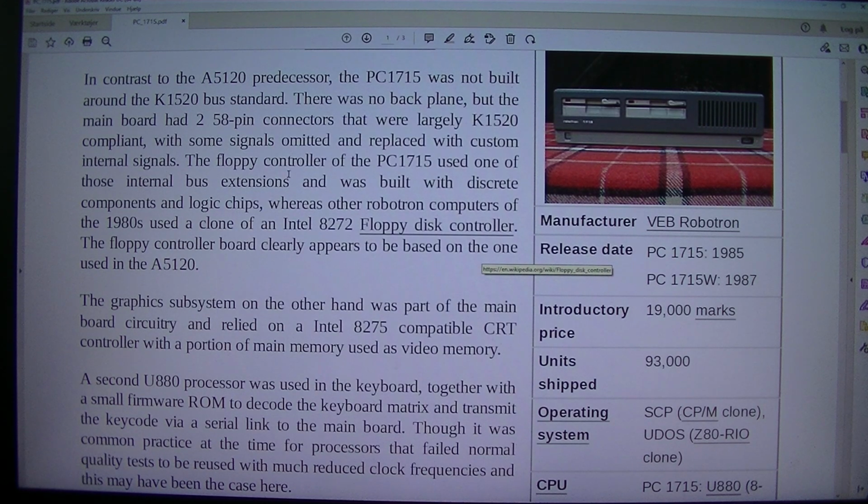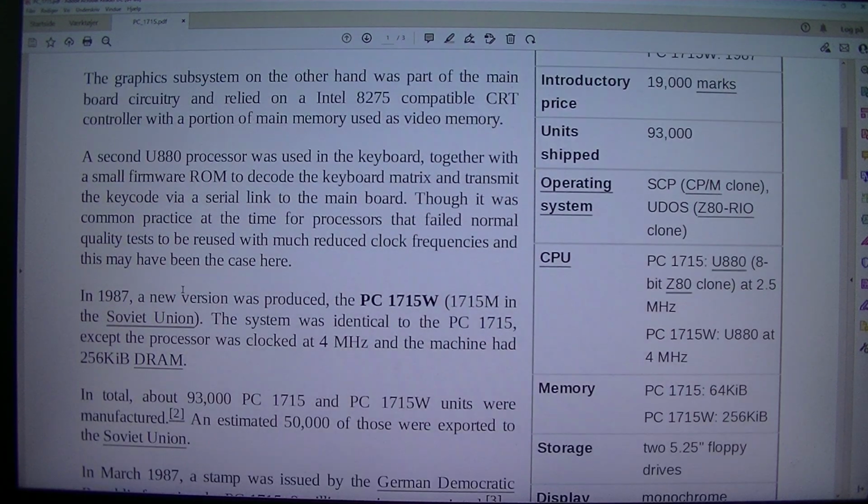The floppy controller of the PC 1715 used one of those internal bus extensions and was built with discrete components and logic chips, whereas other Robotron computers of the 1980s used a clone of an Intel 8272 floppy disk controller. The floppy controller board clearly appears to be based on the one used in the A5120. The graphics subsystem, on the other hand, was part of the main board circuitry and relied on an Intel 8275 compatible CRT controller with a portion of main memory used as video memory.